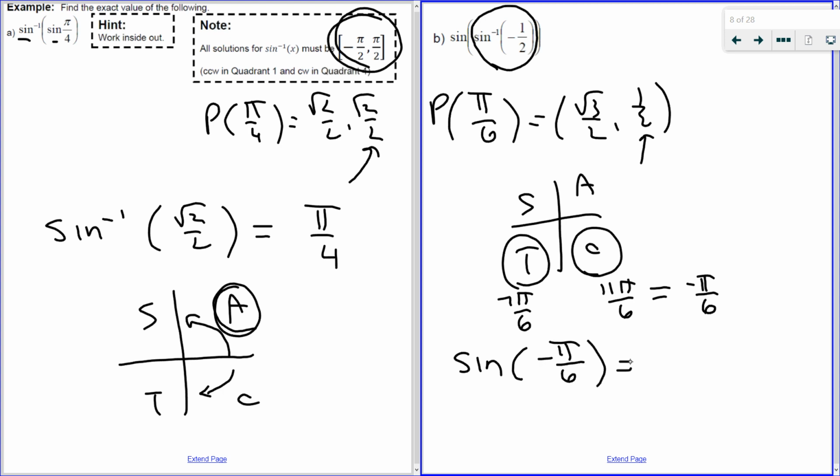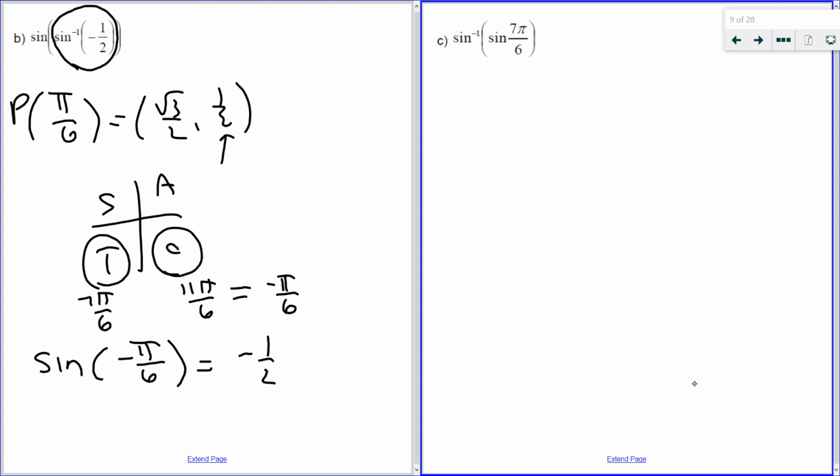And then sine of negative pi over 6, well, we know that that is negative a half. So again, sine and sine inverse are inverse operations. They cancel each other out. But again, you always want to pay attention to the domain restrictions.